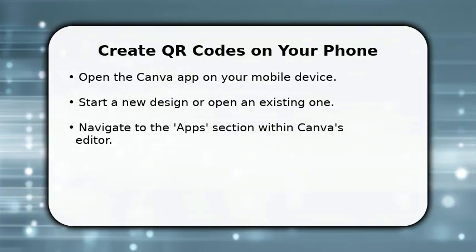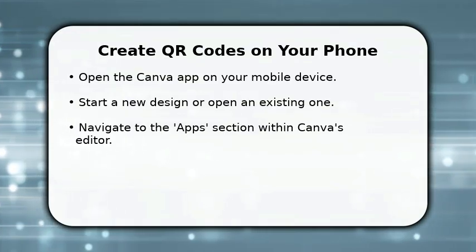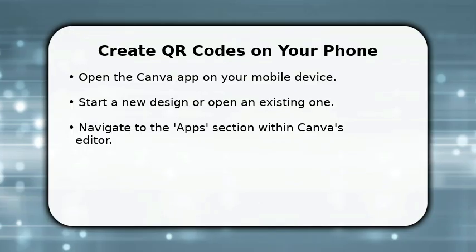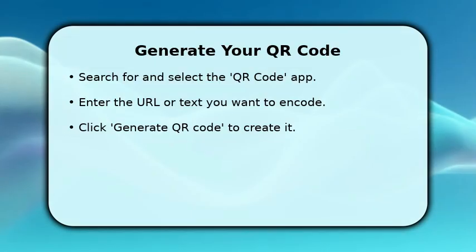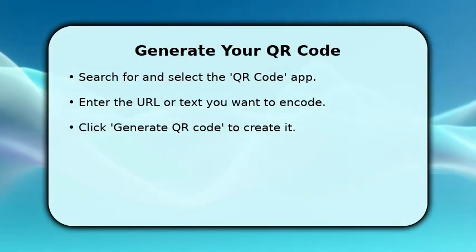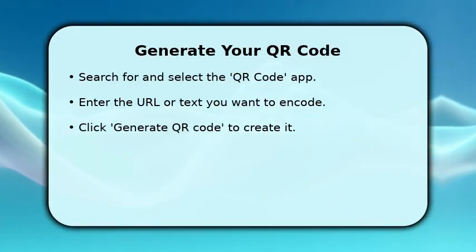Then, locate the Apps section within the Canva editor, which is usually found by scrolling through the bottom menu. This is where we will find the QR code generator tool. Next, within the Apps section, search for and tap on the QR code application. This tool allows you to convert information into a scannable image.